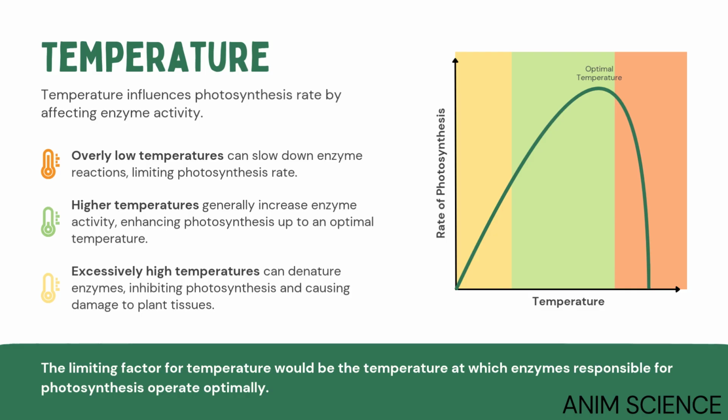So from this graph, we can clearly understand that temperature affects photosynthesis in three stages: low temperature, slow rate; optimum temperature, maximum rate; high temperature, decreasing rate. This also shows that temperature acts as a limiting factor. Photosynthesis can only occur efficiently within a specific temperature range. That's why plants grow best in moderate environmental conditions.